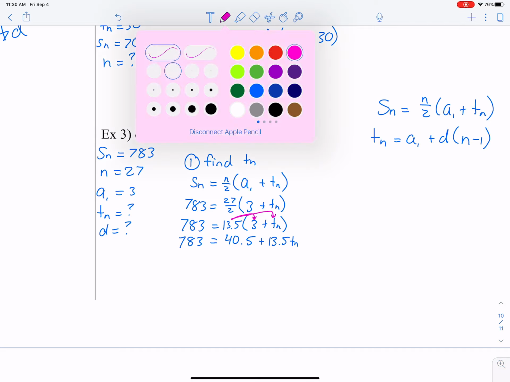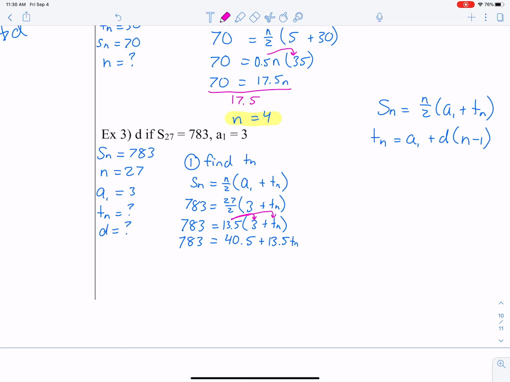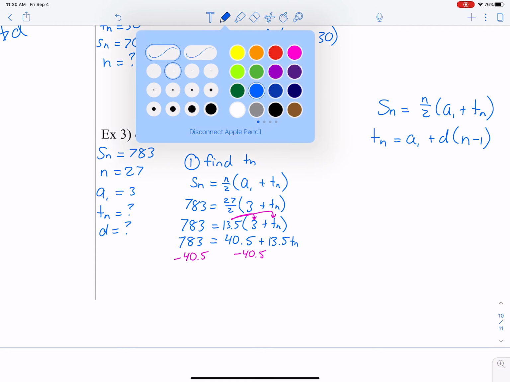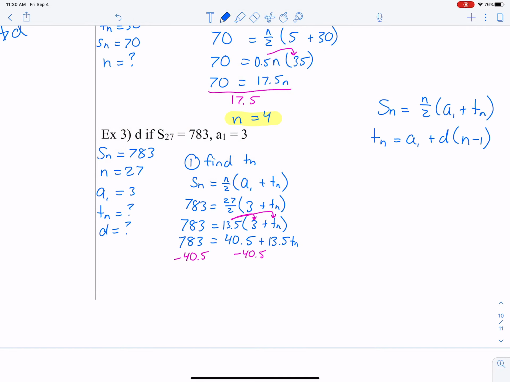Okay. I need to move all of my numbers to the same side. So I'm going to subtract 40.5 from both sides. So 783 minus 40.5 gives me 742.5 equals 13.5 Tn, and then I don't want any number in front of my Tn, so I'm going to divide by 13.5, and I get Tn is equal to 55.